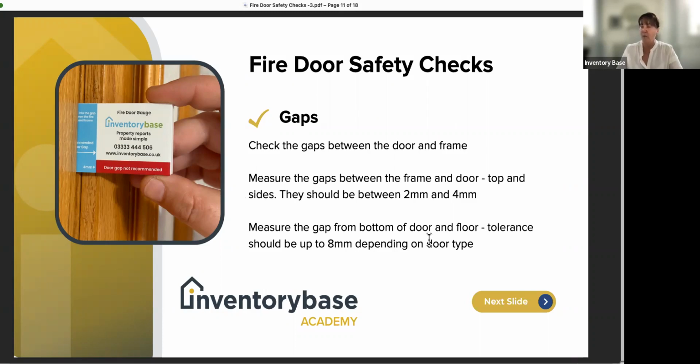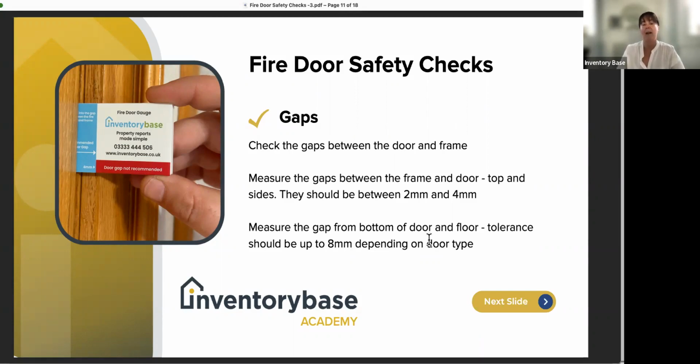Some guidance shows that you can put a pound coin in between the gap, and if it's too loose, then it may be too big, or if it fits just right, then it's around about 3 millimeters, which is about the average size of a £1 coin. So you need to do that measurement on the top and the sides of the door, and again, record that.